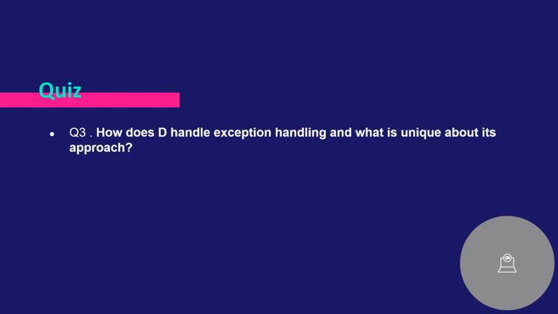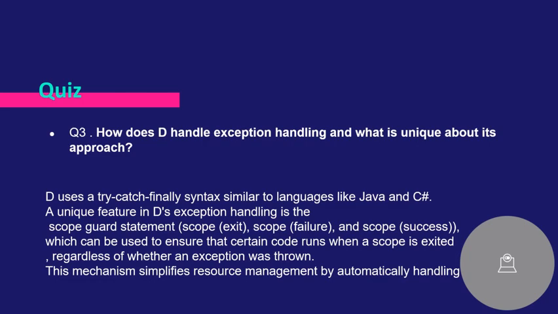How does D handle exception handling, and what is unique about its approach? Usually for languages, it's try catch, for example, for Java and C Sharp, and try except for Python. So what does D use, and what is unique about it? Well, D actually uses the try catch finally syntax, similar to a lot of other languages, but it has an extra feature. This feature is the scope guard statement.